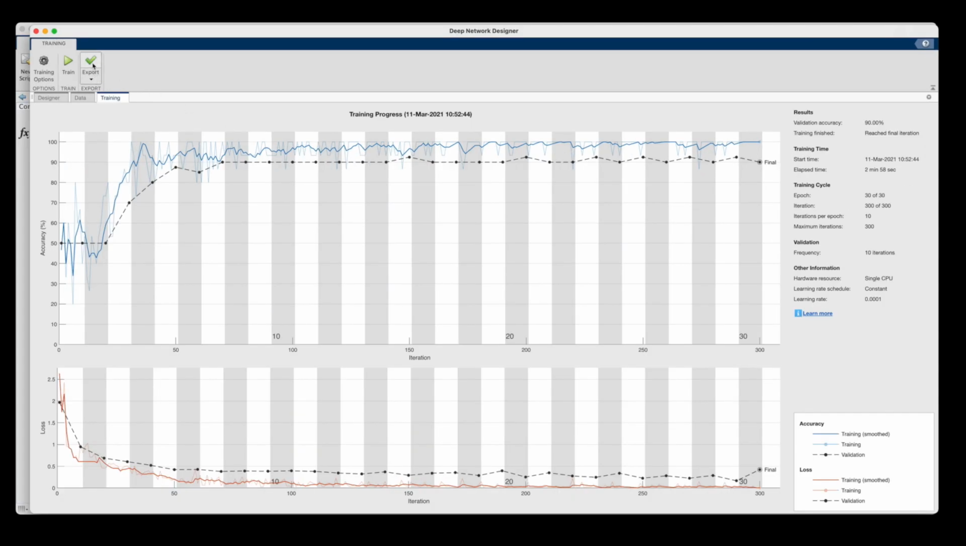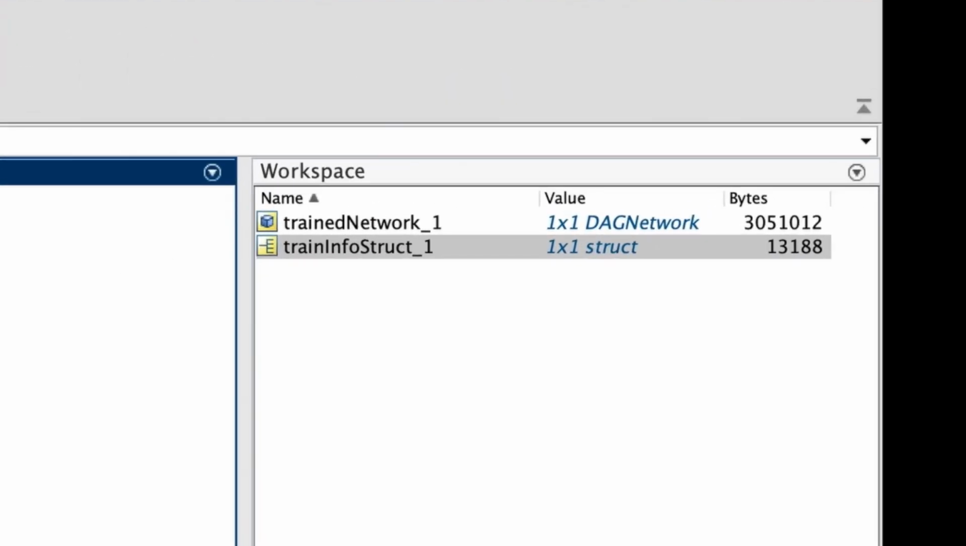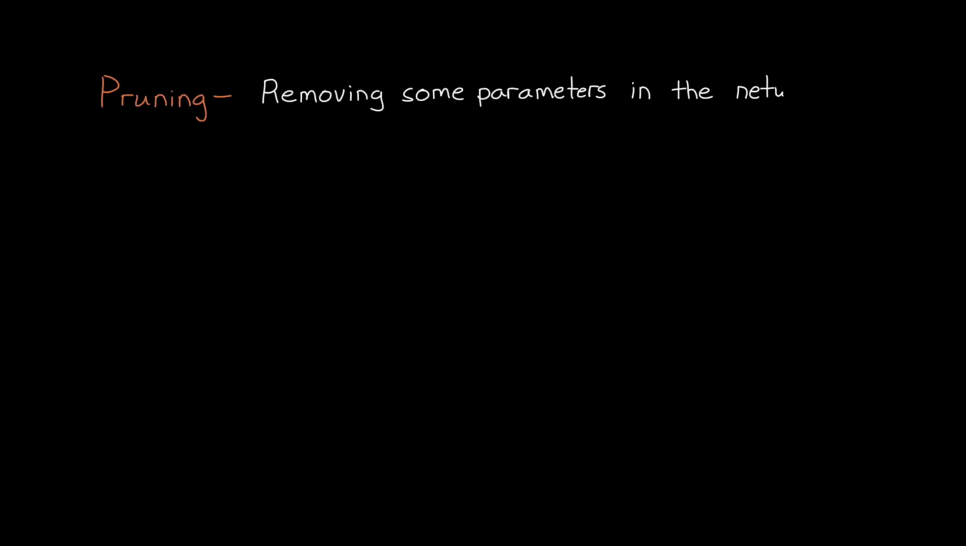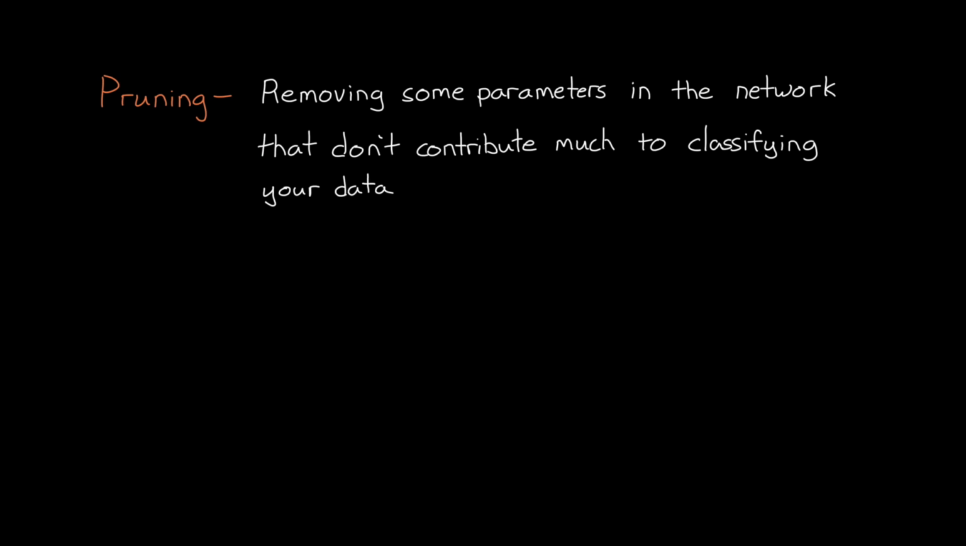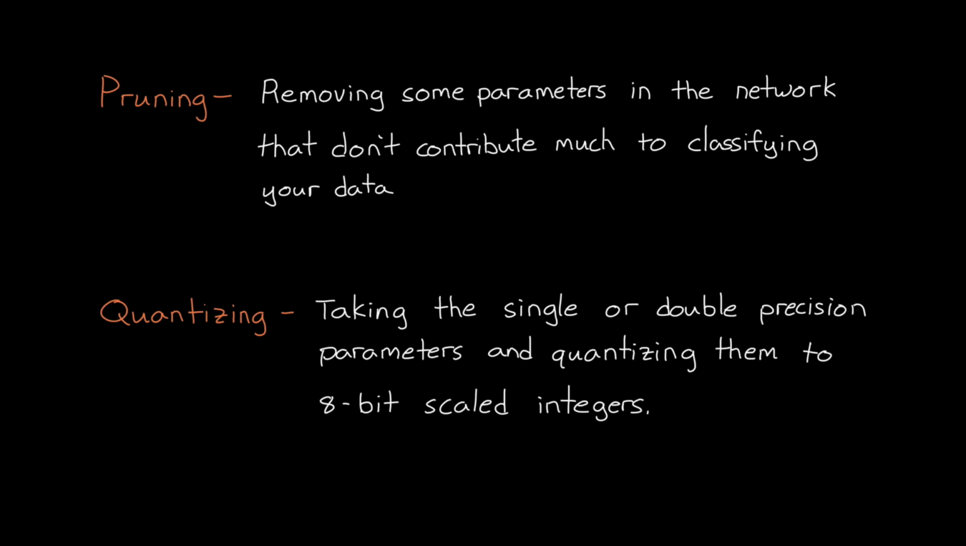Now I can export the retrained SqueezeNet to the workspace and run it in my MATLAB or Simulink simulation. But check this out. We can see that this million parameter network is still about 3 megabytes. And if this size is still a problem, instead of finding an even smaller pre-trained network, I could also try reducing the size of my network by pruning it or quantizing it. Pruning is removing some of the parameters in the network that don't contribute much to classifying your particular data. And quantizing means taking the single or double precision weights and biases in your network and quantizing them to 8-bit scaled integer data types. The idea is that we can still get the same performance from the network without having to use high precision data types.